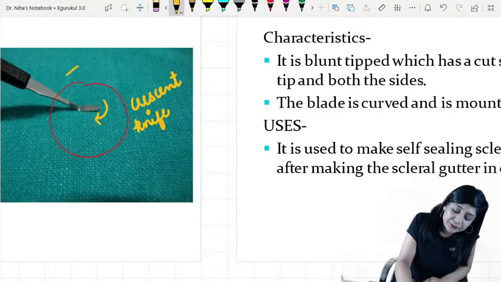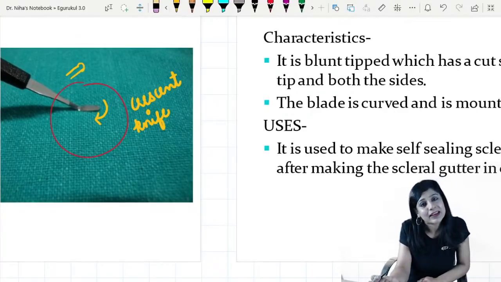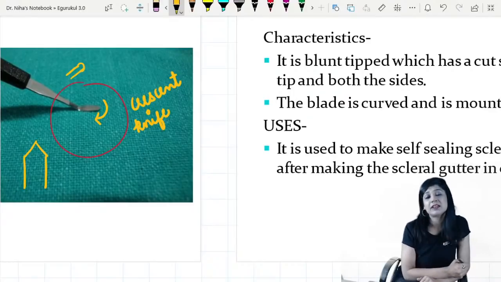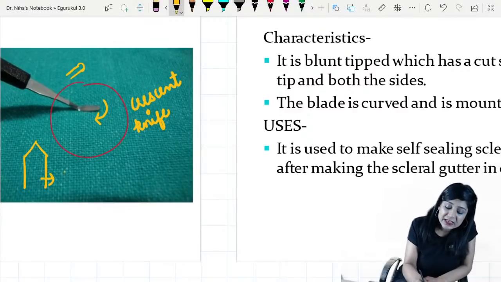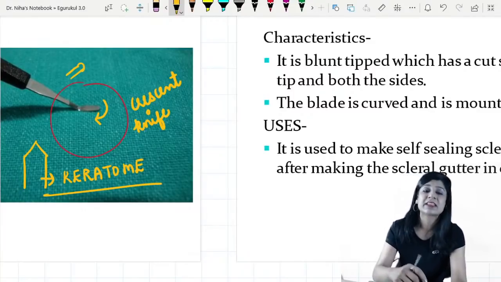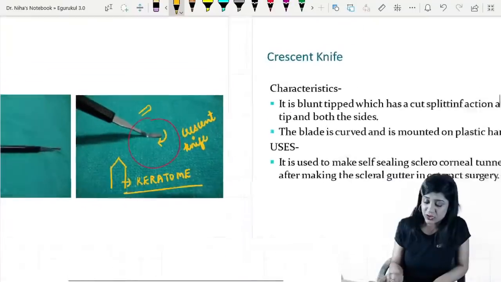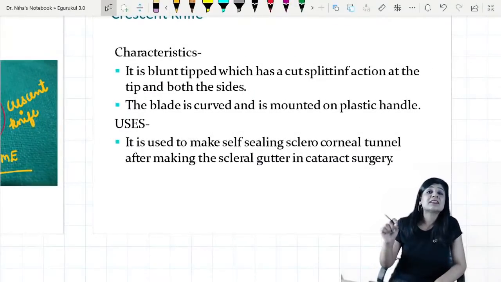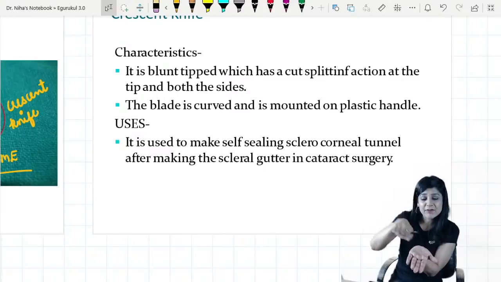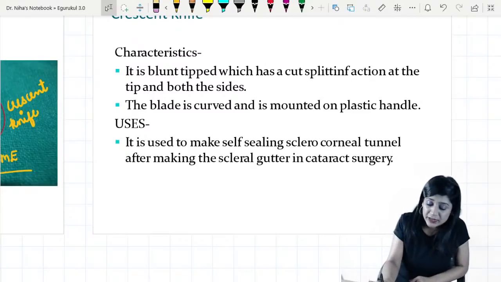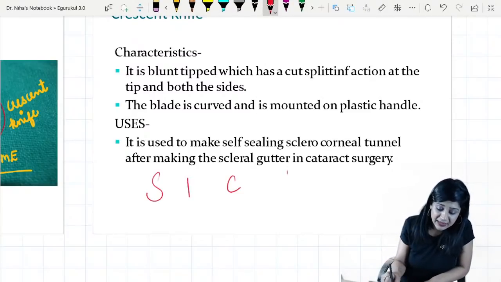A knife like this is called a crescent knife. Keratome is actually a diamond shape. So when I have a blade something like this, it is called a keratome, while the crescent shaped knife's end is crescentic only. The end is blunt, and this is a very important instrument. It has a crescent shape, so this is an ideal tool for making a sclerocorneal tunnel while I am doing the SICS.